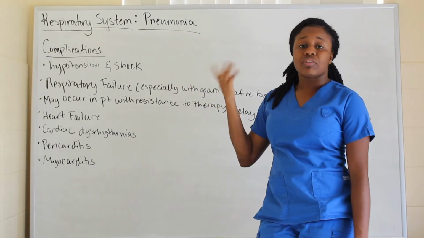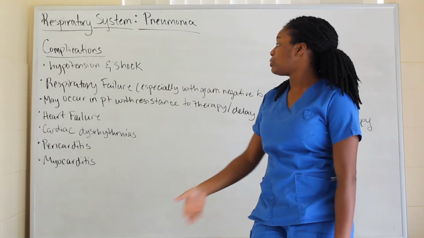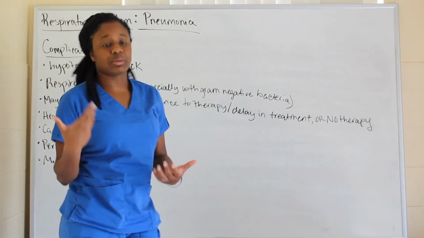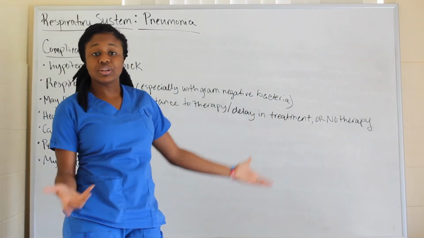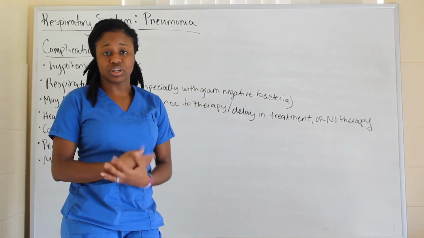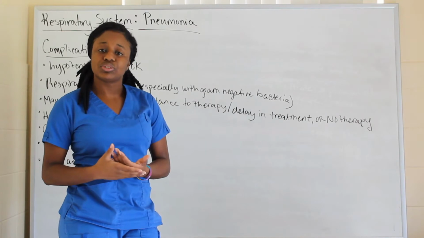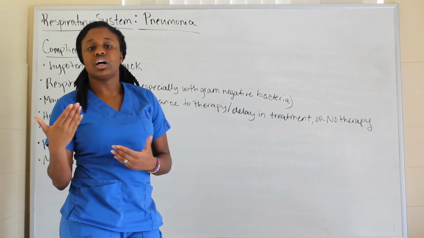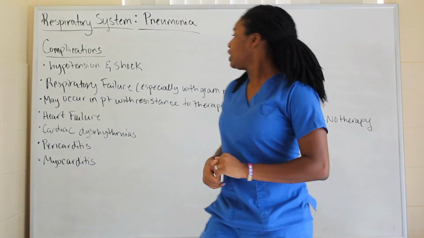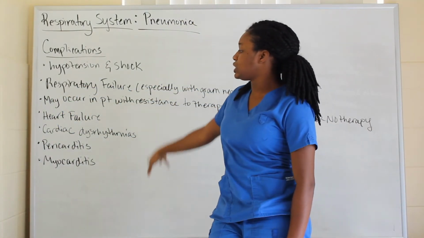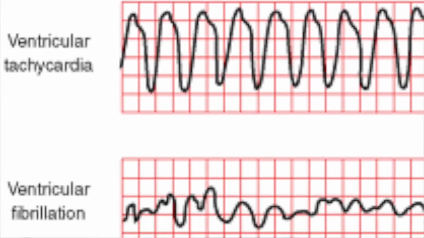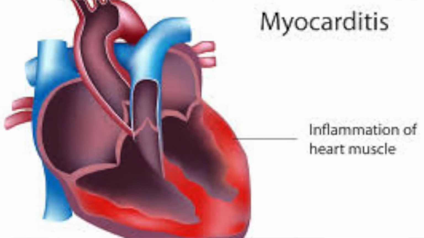Also, the reason why you may have complications in the first place is because the patient may be resistant to the therapy, bacterial or some type of resistance, a delay in treatment, or the fact that they have had no treatment whatsoever. Of course, if you don't treat something, there's always a risk of it getting worse and causing more complications. Some of the major complications that you will see are your cardiac complications, which are heart failure, cardiac dysrhythmia, pericarditis, and myocarditis.